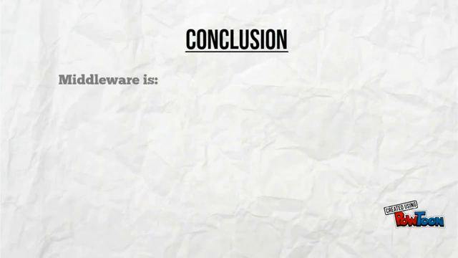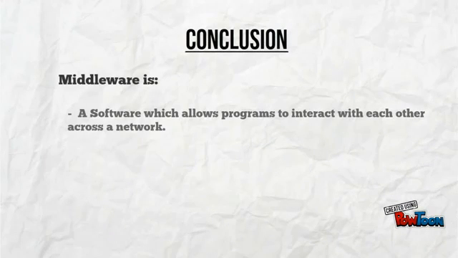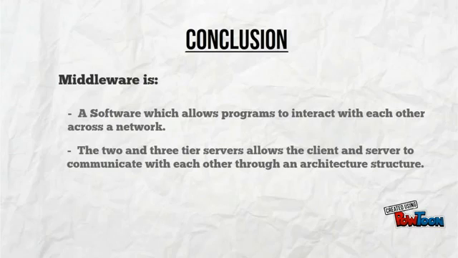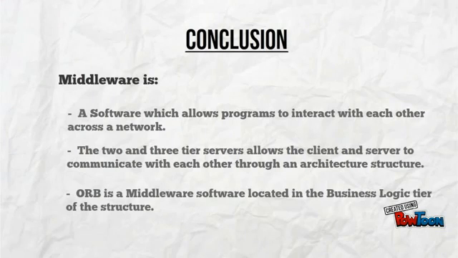In conclusion, middleware is a software which allows programs to interact with each other across a network. The 2 and 3 tier servers allow the client and server to communicate with each other through an architecture structure. An ORB is a middleware software located in the business logic tier of the structure.